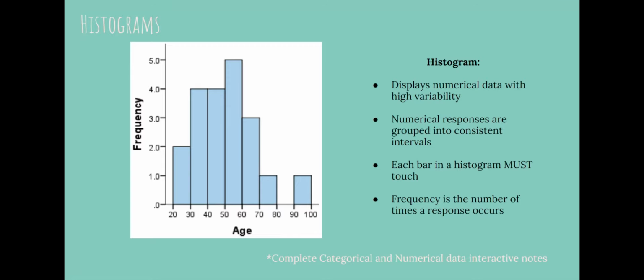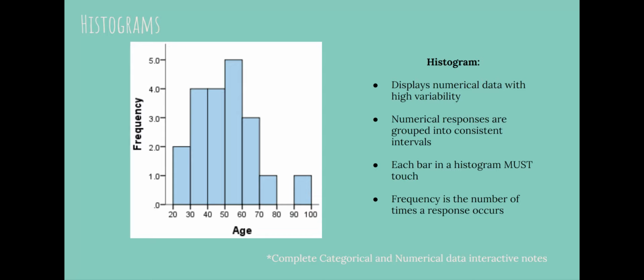If I have high variable data, I'm going to create a histogram. A histogram looks a lot like a bar graph, except that it is only used to display numerical data that has high variability. So if I ask people their ages and I get 20 different responses, then I'm probably going to group those up into intervals that make sense. So in this case, they grouped up the ages that they got into intervals of 10. So we go 20 to 30, 30 to 40, 40 to 50.